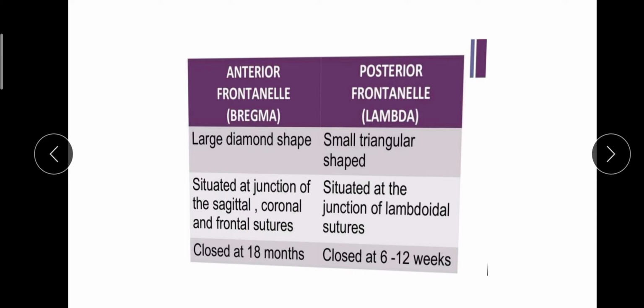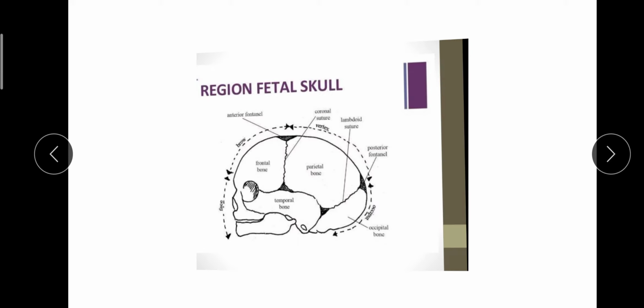It will be automatically closed in the infant. During the infant period only, both fontanelles close with bone. There will be formation of bone, and the fontanelle will close. That's why in the adult it is not there.